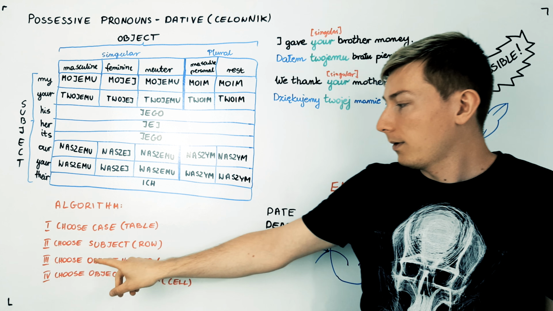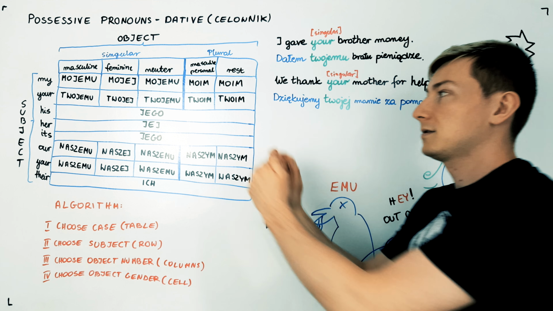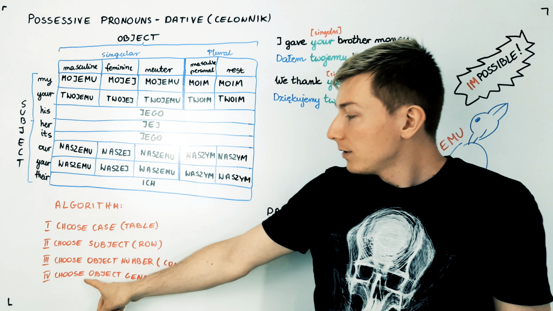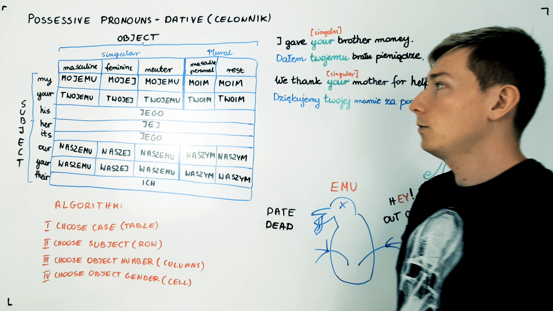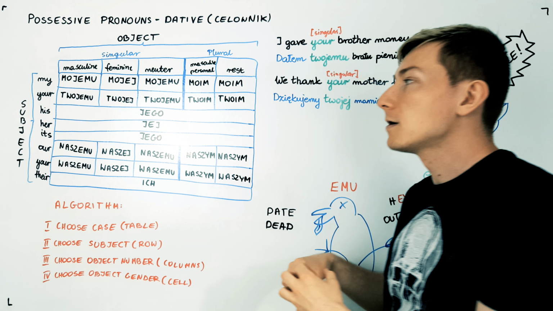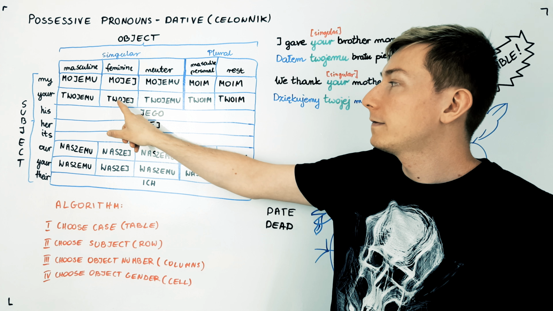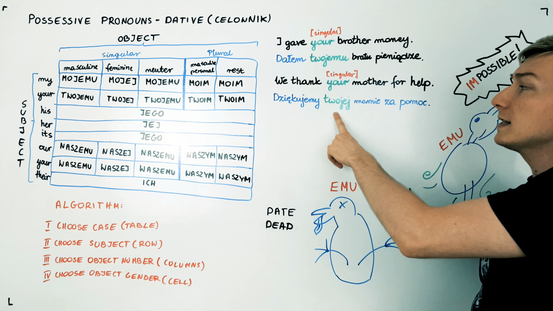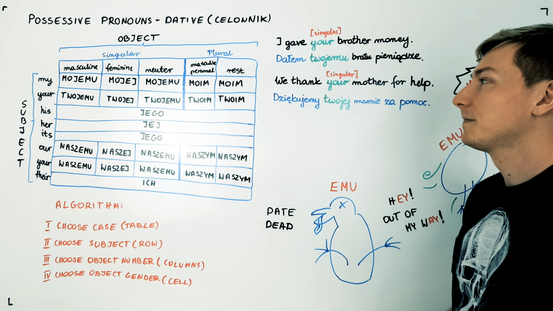The third step, object number. Mother is singular, it's one mother, so we choose the left part of the table. And the last step, choose object gender. Mother is feminine, so we choose this column. When we connect all the steps of the algorithm together, we get one cell, this cell, twojej. So we put it in the sentence. Dziękujemy twojej mamie za pomoc. And that's it. Pretty easy.